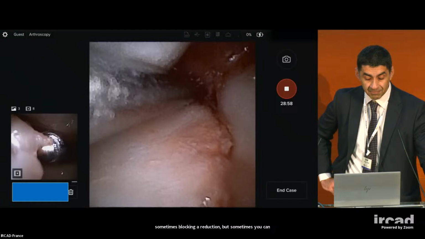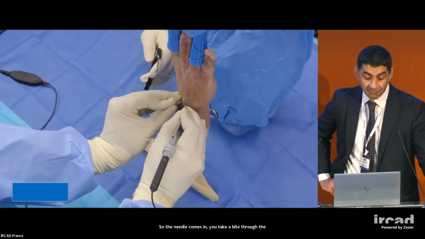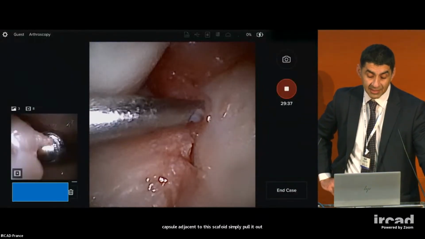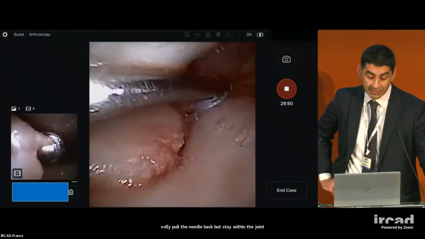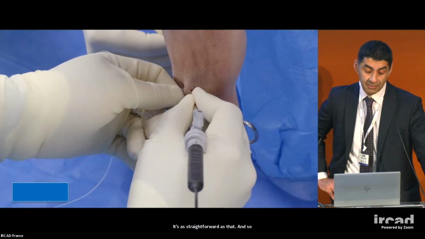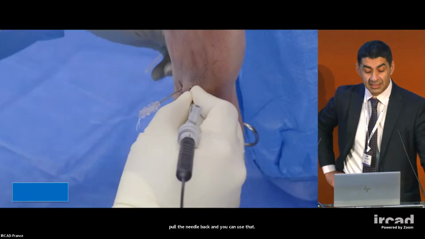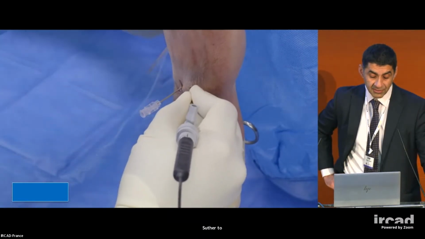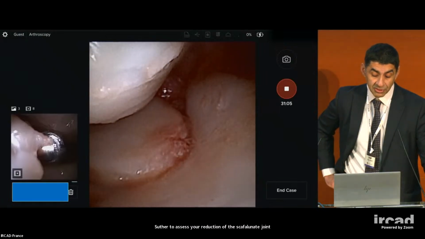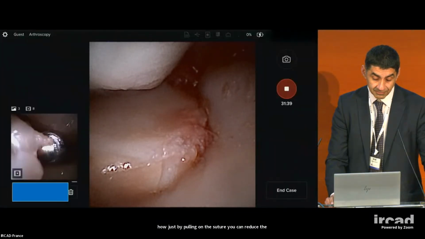So the needle comes in, you take a bite through the capsule adjacent to the scaphoid, simply pull it out volarly, pull the needle back but stay within the joint, and then take a bite of the capsule adjacent to the lunate. It's as straightforward as that. And so now you simply pull the needle back, and you can use that suture to assess your reduction of the scapholunate joint. And so you can see once the needle has been pulled, how just by pulling on the suture, you can reduce the step off.